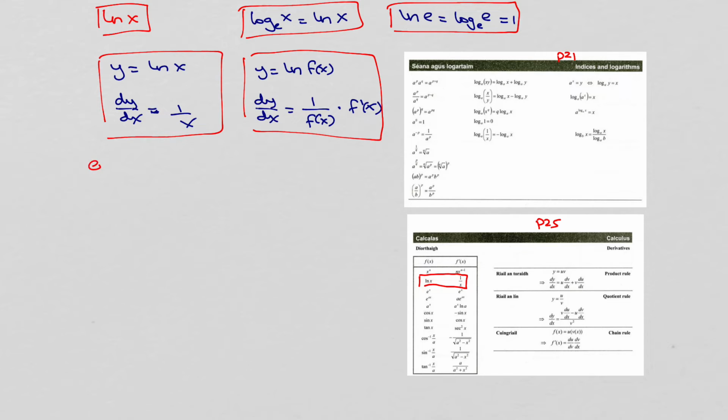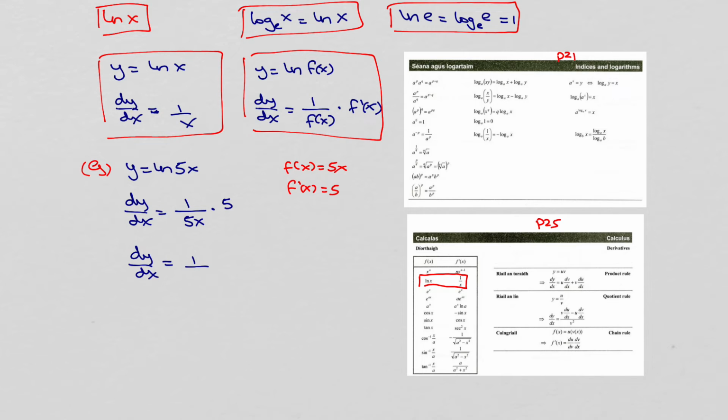So if we have a look at an example, we can be given y is equal to the natural log of 5x, in which case we would say the derivative is 1 over the function, which is 5x, times 5x differentiated, which is 5. But of course that can be simplified because 5 over 5x becomes 1 over x, which is our answer.